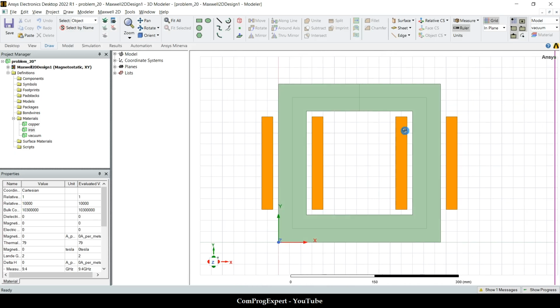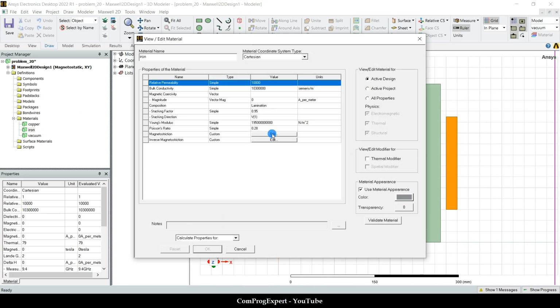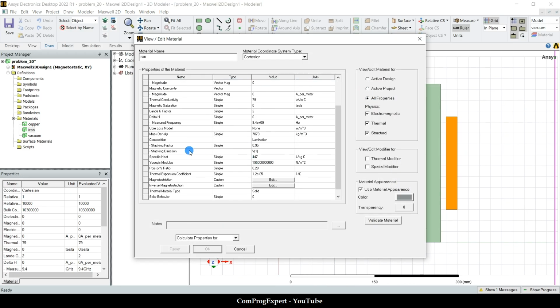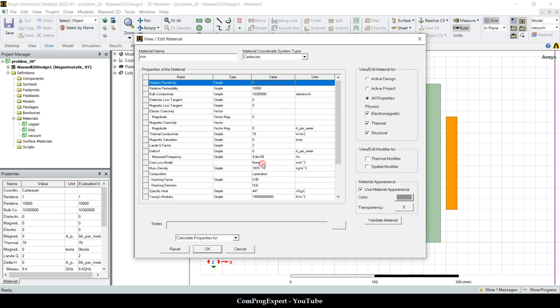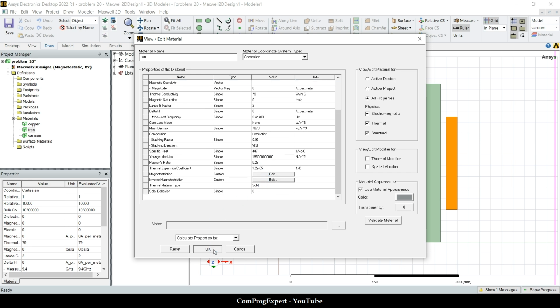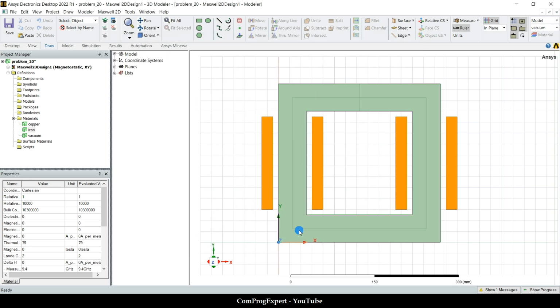So here we should select this one. Stacking is in the direction of V3, Z. X, Y, or Z is in the direction of Z. The cross section of the problem is in the XY plane. So perfect. This is how the ANSYS Maxwell software accepts these parameters.